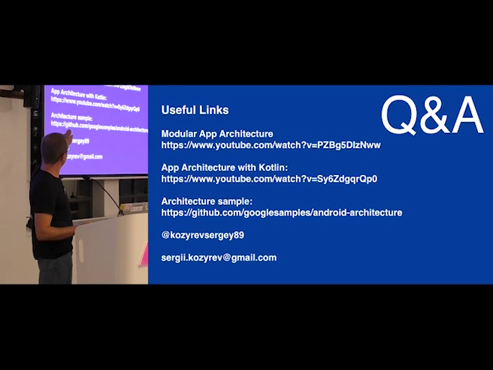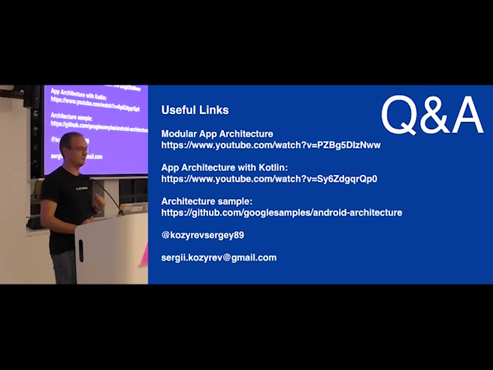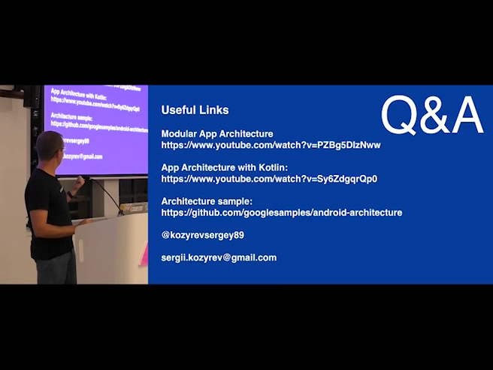Just one last word about useful links. There is a modern app architecture talk from Google I/O. You may have seen this, and app architecture with Kotlin. This one is particularly good. And architecture samples. This is a URL to the repositories that I have shown you just now.